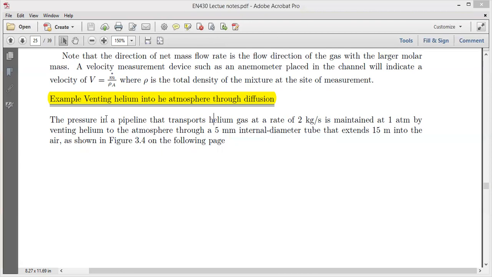Chisala, please read the question for us, the example question here. Okay, can we have Master to read the question? Come again? Read the question, please. Example, venting helium into the atmosphere through diffusion.